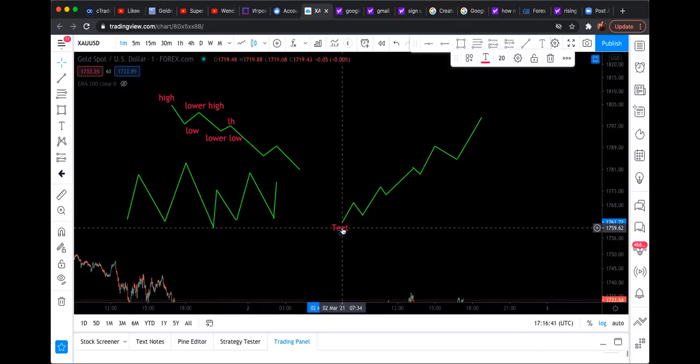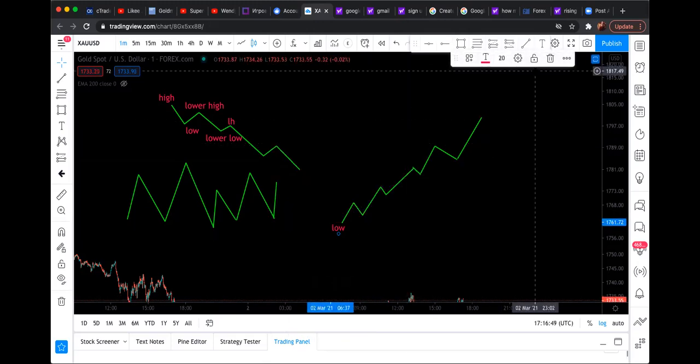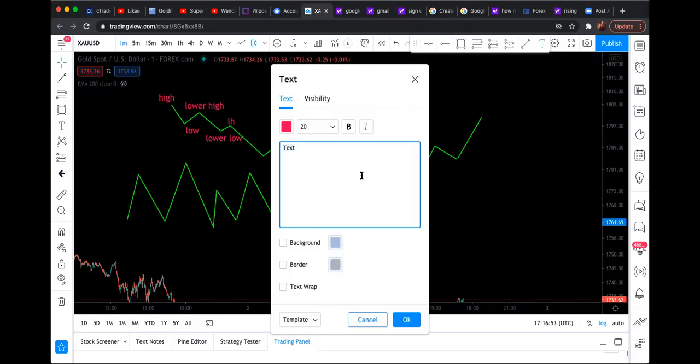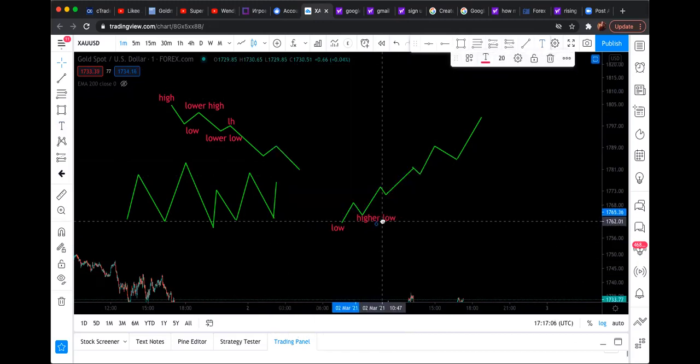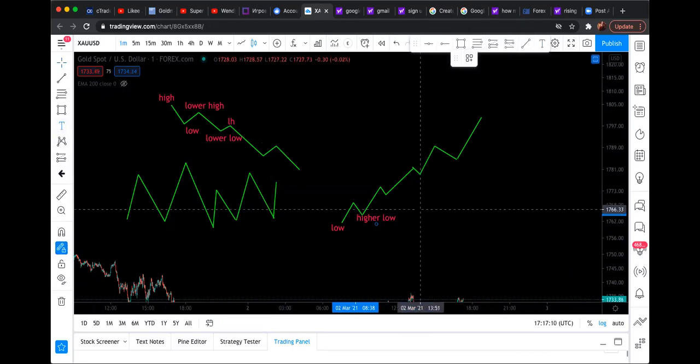And then this is an uptrend. It always is going to start from a low. This, and then it will create a higher low over here. So then it will always go to a high.